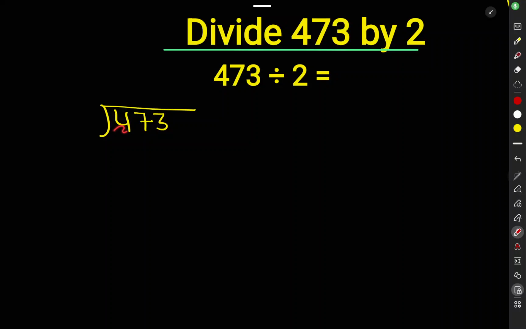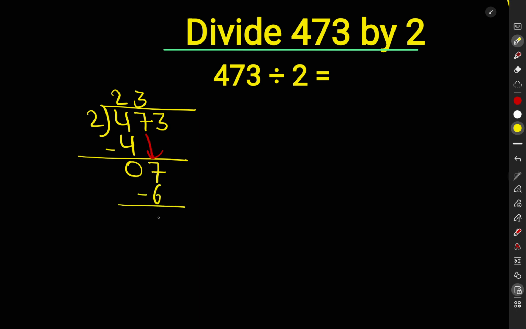Here we divide 473 by 2 in long division method. 2 times 2 is 4. On subtracting it is 0. We put down this 7 and 2 times 3 is 6. On subtracting it is 1.